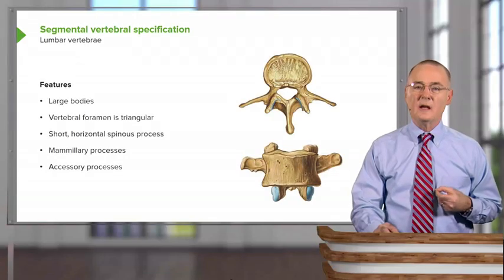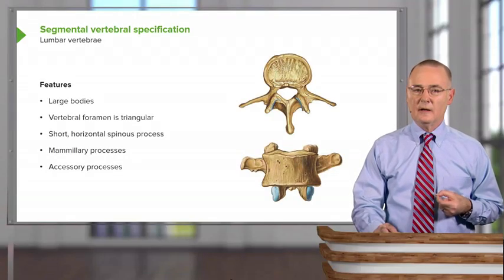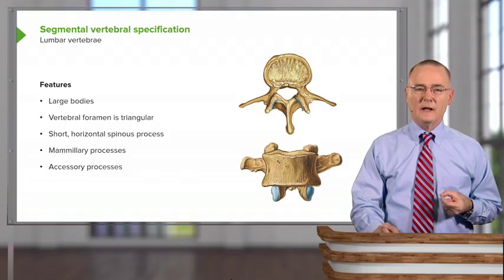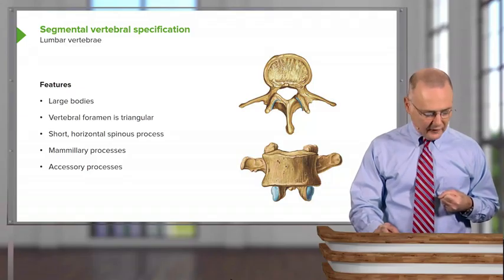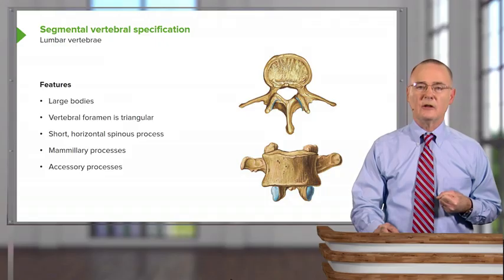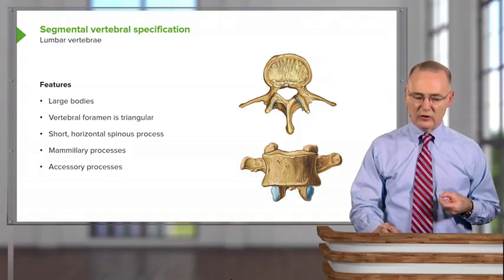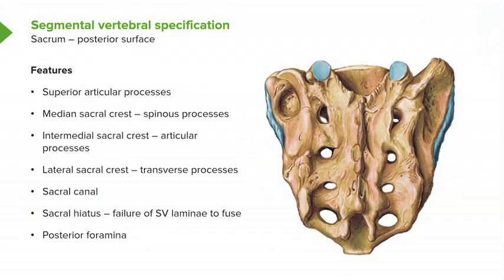These are accessory processes. There's a ligament that will connect a mammillary process to an accessory process with two adjacent vertebrae, and mammillary processes also serve as a point of attachment for a muscle that we find in the deep back, the multifidus. Our next stop, segmentally, is to understand the specification that's associated with the sacrum.